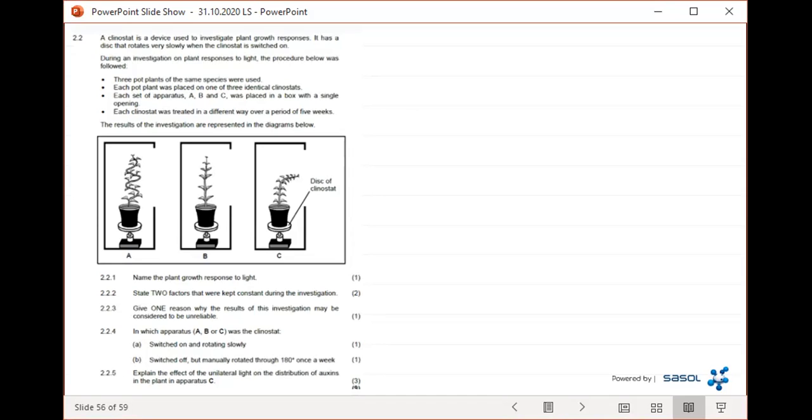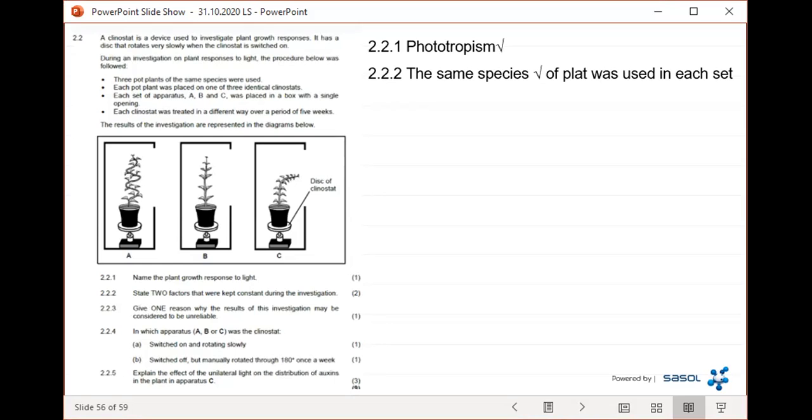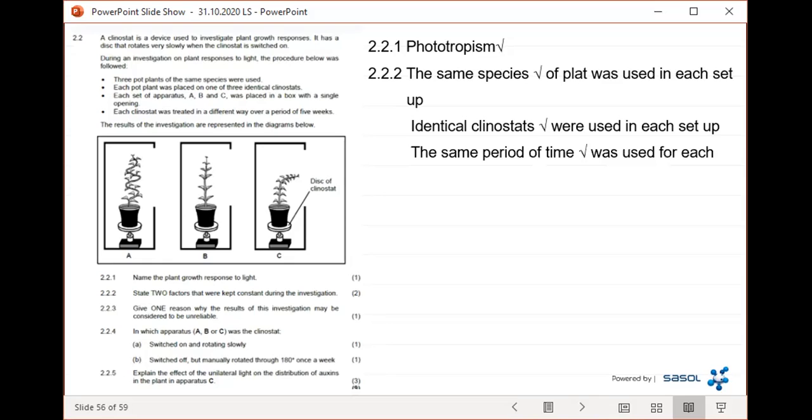2.1 says name the plant growth response to light. Again, that would be the auxins, or rather, sorry guys, that is the plant growth response, not the hormone. Plant growth response to light. That's phototropism. Okay, then question 2.2. State 2 factors that were kept constant during the investigation. We have the same type of plant species, and then we also have identical clinostats that we used. We have the same period of time which was used for each setup, and then each apparatus was placed in a box with a single opening on the same side.